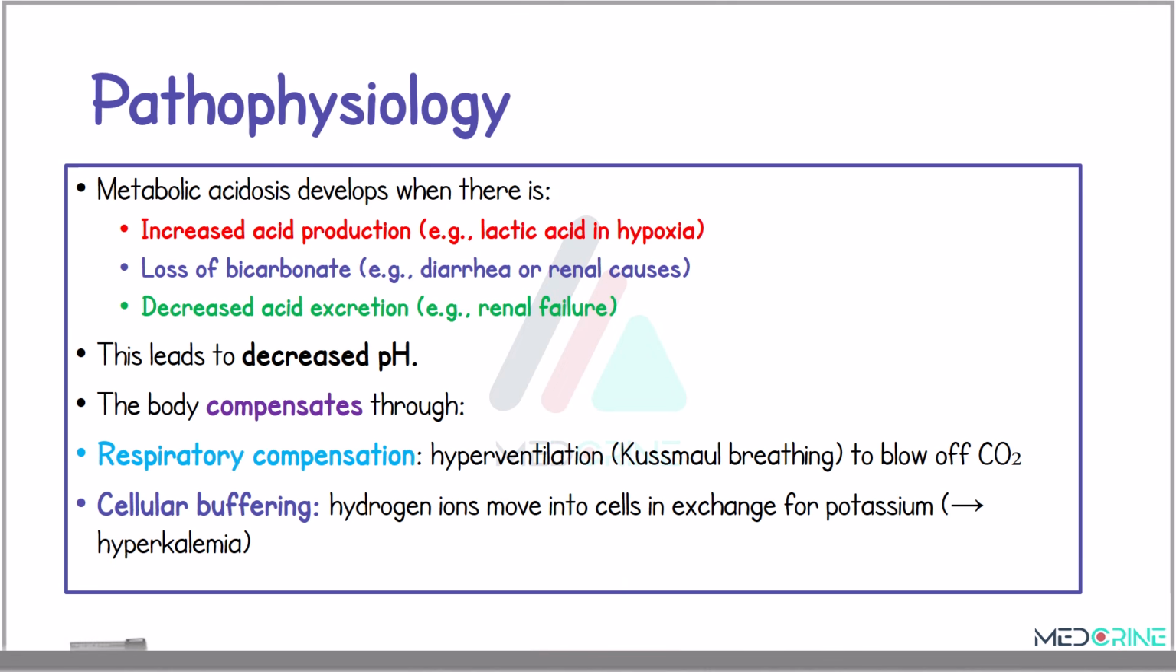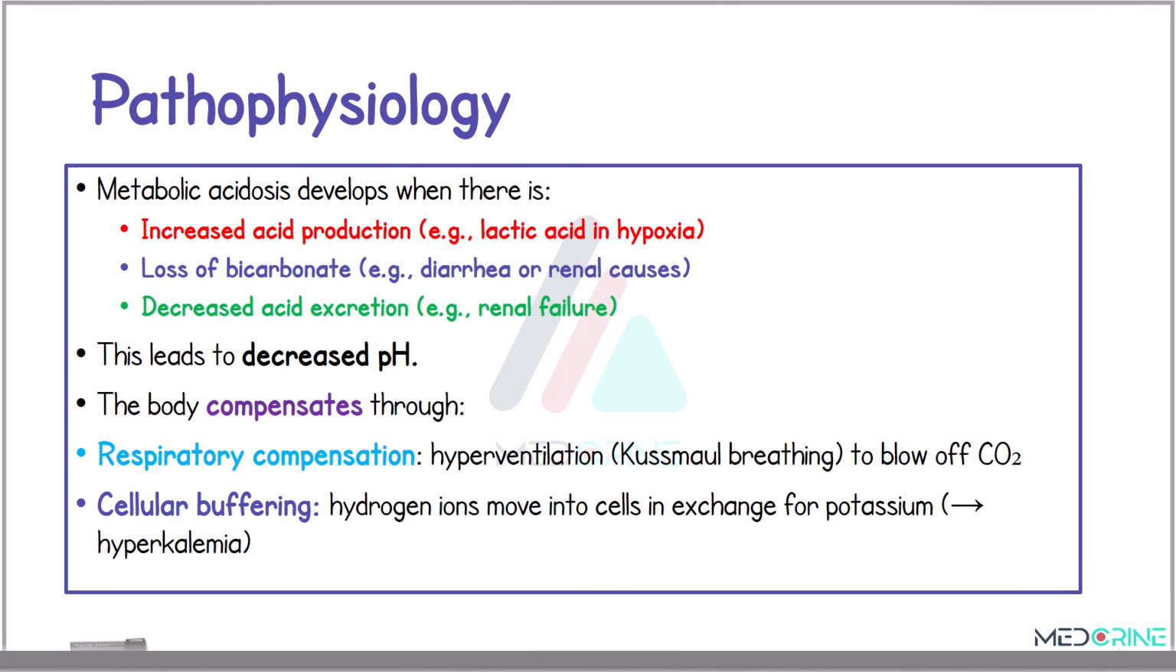When looking at the pathophysiology, metabolic acidosis develops when there is an increased acid production, for example lactic acid in hypoxic patients, or a loss of bicarbonate, such as in diarrhea or renal causes, or in a decreased acid secretion state, for example renal failure. These mechanisms lead to a decrease in blood pH, and the body tries to compensate through two main mechanisms: the respiratory compensation and cellular buffering.